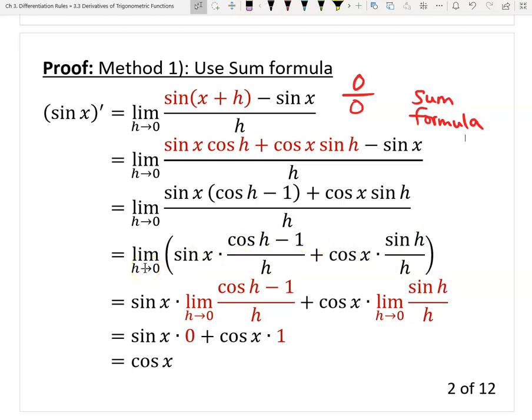Do you know what kind of law we can use? Of course, it's the sum law, right? So we have the sum law of the limit. We can separate it into two limits, and for each limit, can you see the first? The sine x has nothing to do with h. Sine x is just a constant number, so we can factor sine x out of the limit. Do you remember the name? We call it the constant multiple rule, right? The second term, cosine x, is also like a constant number, and it can also be factored out.